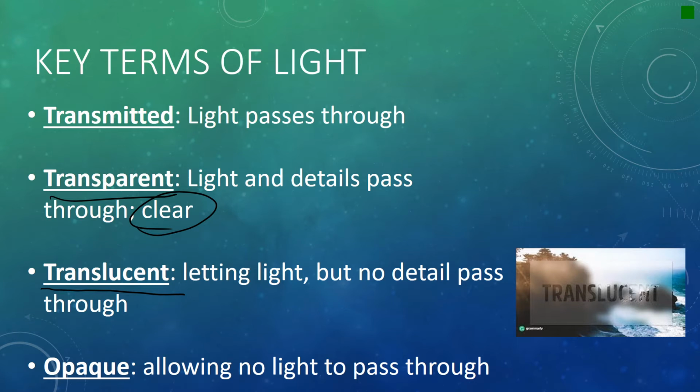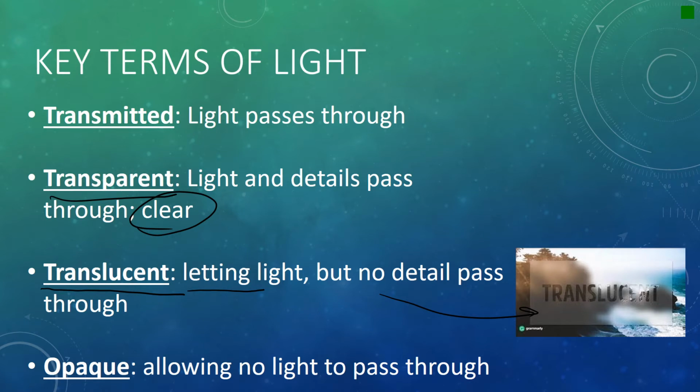You can see perfectly through it. Translucent is where light goes through, but no details pass. These are kind of like those shower curtains, where it allows light to go through, but you can't see through it, right? You can't see those details perfectly. That's called translucent.